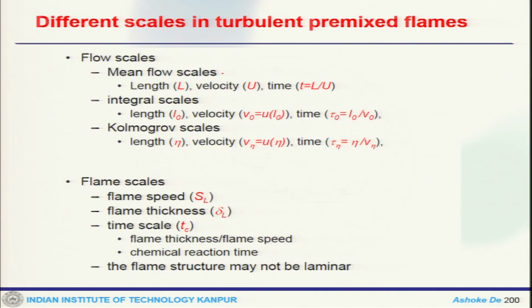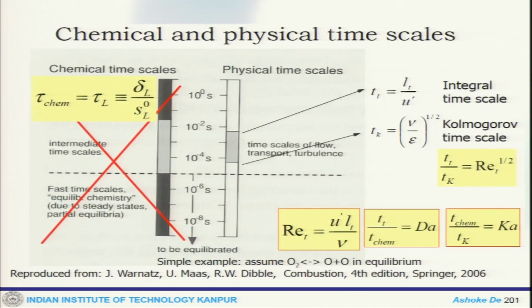One is the mean flow scale, where the length scale is L, velocity U, and time is this. Then the integral scale L naught, so the velocity would be this and the time naught would be this, and the Kolmogorov scale would be this, and there you have flame speed, flame thickness and all this. So, this is again important. We come back to this structure where your flow scale will be like this, and then your chemical time scale is delta by SL0.